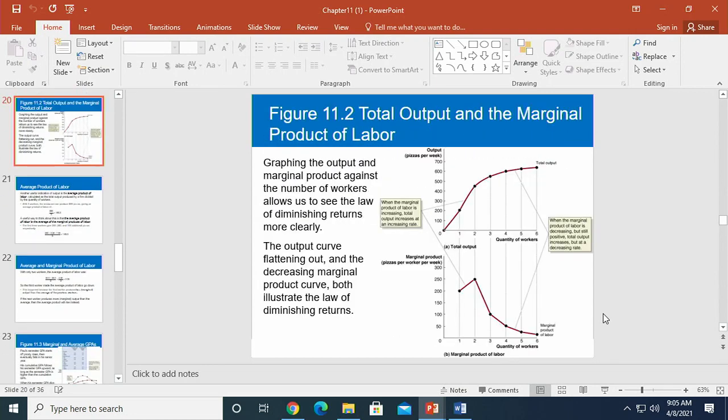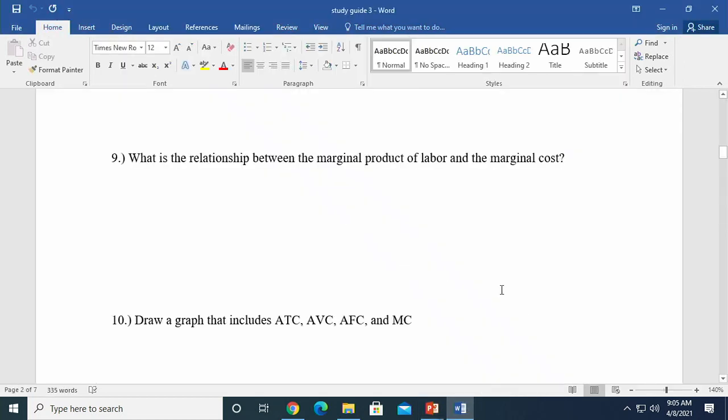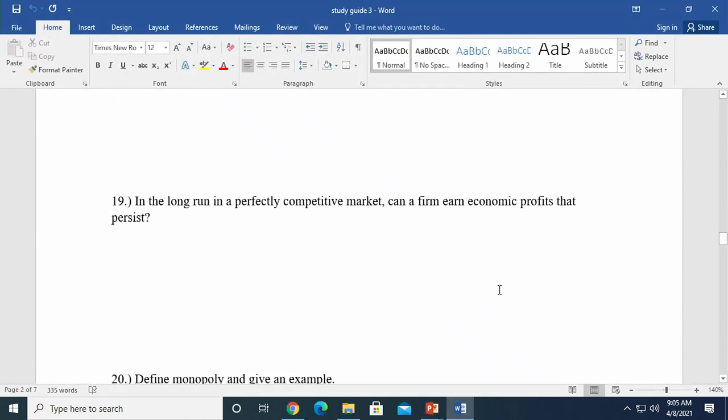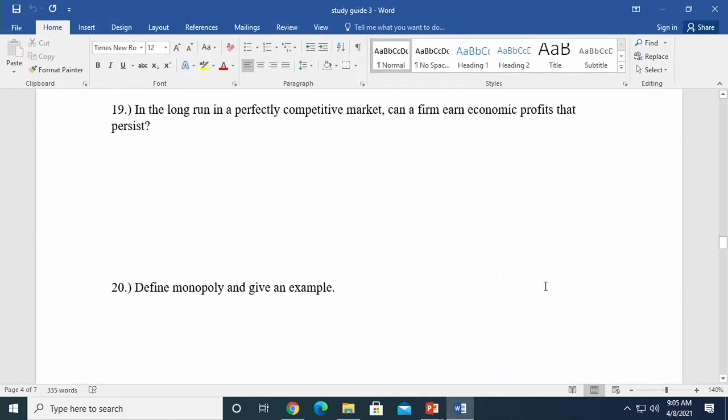Yeah. Can you explain 19? In the long run, a perfectly competitive market can a firm earn economic profits that persist? So in perfect competition, they're not going to persist because we have no barriers to entry or very low barriers to entry. If there's economic profit, and remember, economic profit includes opportunity cost. It's not the accounting profit that you see on a financial statement.